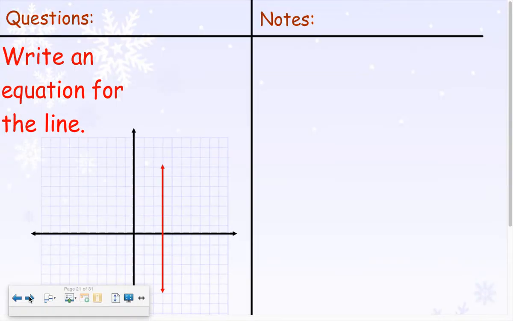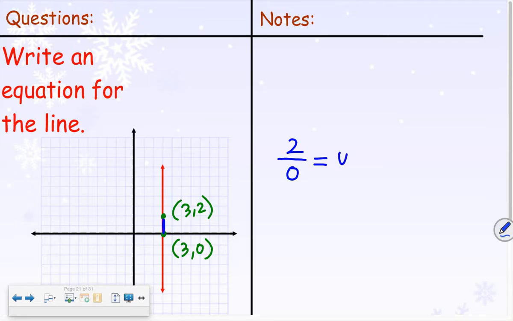And then finally, a vertical line. So my ordered pair there is at 3, 0, and another one would be 3, 2. Now this time we have a vertical line. So if I try to count my slope for a vertical line, I'm rising 2 and running 0. Now anything over 0 is undefined.